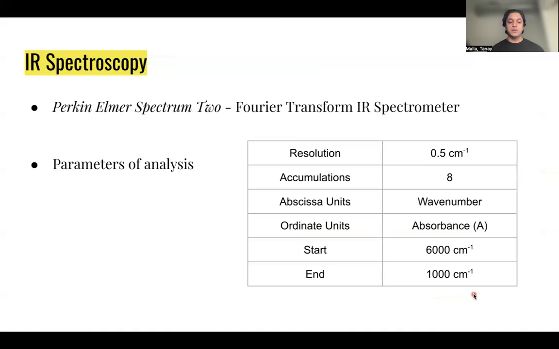The IR spectrometer used for this experiment was the Perkin-Elmer Spectrum 2, which is a Fourier transform IR spectrometer. The instrument used the following parameters in this table below. After analyzing our original samples using these parameters, we decided with the lab instructor that our data was unusable and that suitable data would be provided for us.